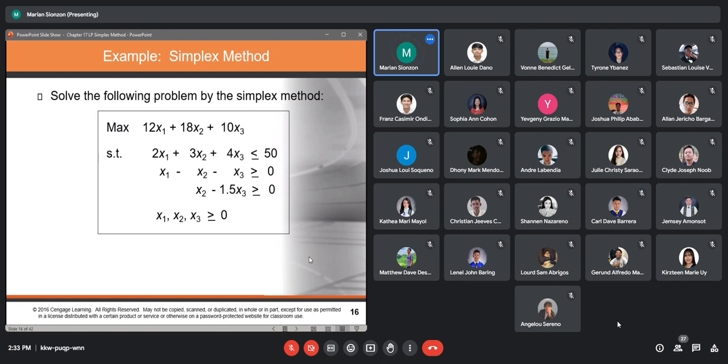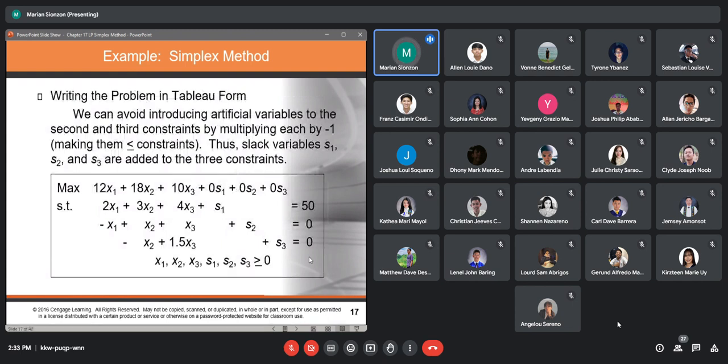Algebra is important here. Okay, let's proceed. So do you understand now why it became plus instead of minus? Why plus instead of minus? Yes, miss. Can you follow? Yes, miss.